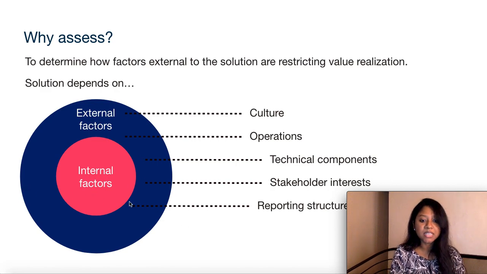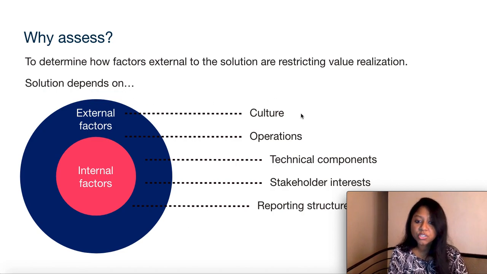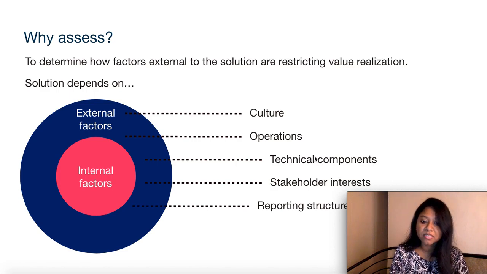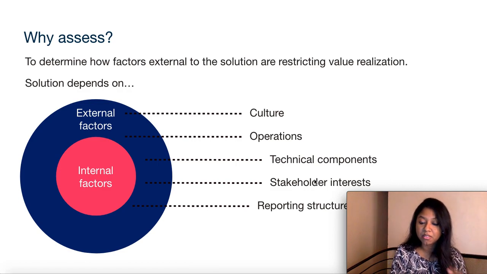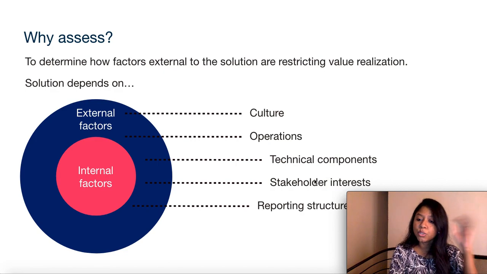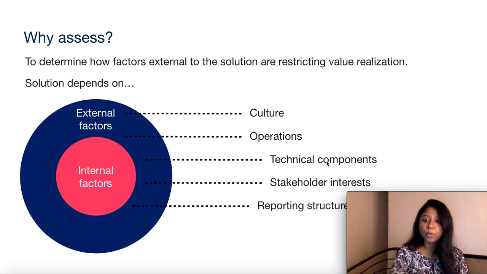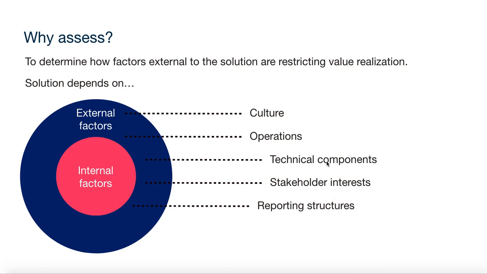As you can see in this diagram, there are internal factors and there are external factors. Among the external factors, you can see culture, operations, technical components, then you have the stakeholders' interests and reporting structures. Though you may not see these factors impacting the solution's value, to an extent, or maybe without your knowledge, they might be affecting the solution. That's what we're going to see in this video.